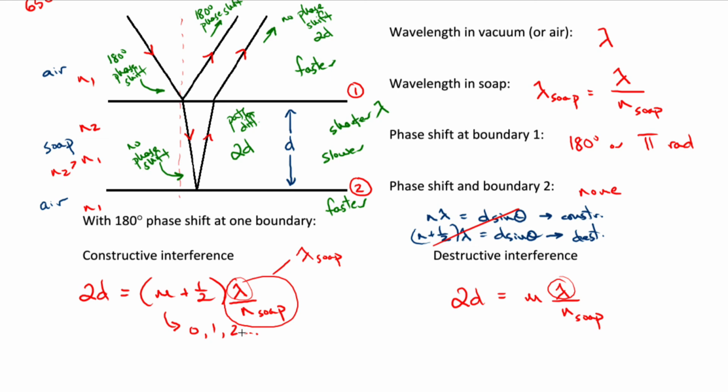So when we shine white light at a bubble, we see different colors in different places as a result of the different thicknesses and constructive interference happening for different wavelengths of light. And that's how bubbles create those rainbows of colors.